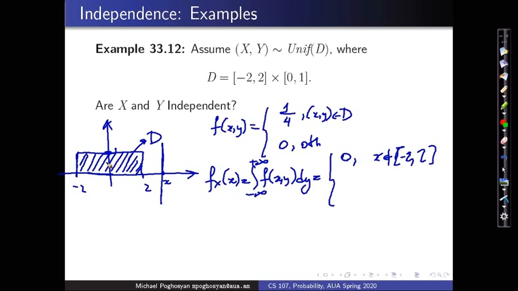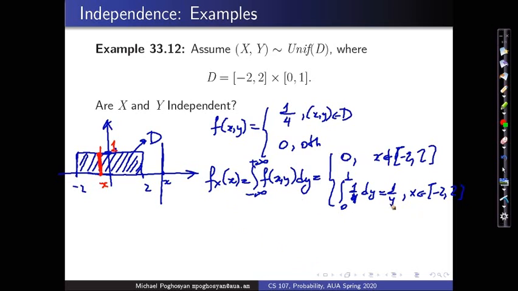And what will happen if my x is here? If x is here, I'm integrating over this line, so I'm integrating only over this segment, because outside of that f will be 0. And on this segment, y is changing from 0 to 1. So I am always integrating from 0 to 1. Our joint PDF here is 1 over 4, so the integral of 1 over 4 dy is equal to exactly 1 over 4, if x is in [-2, 2].